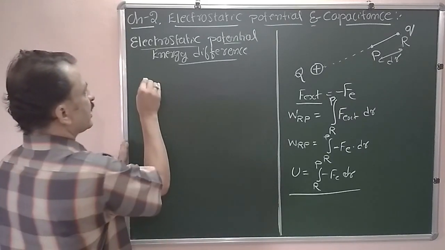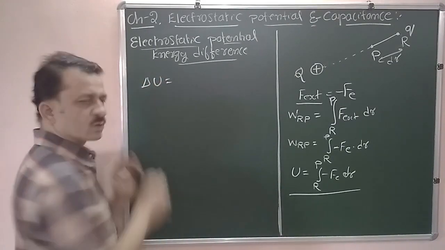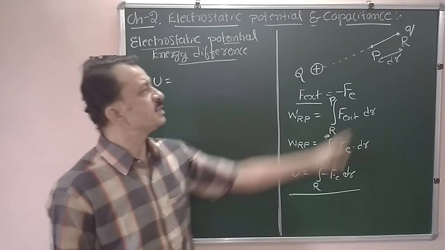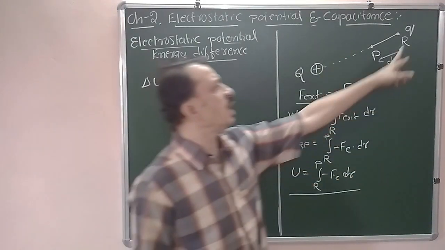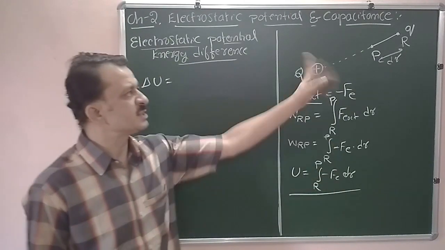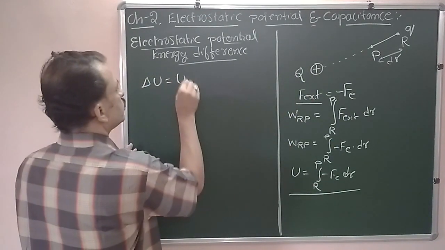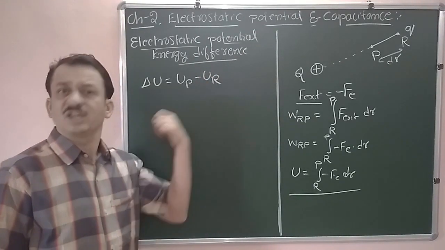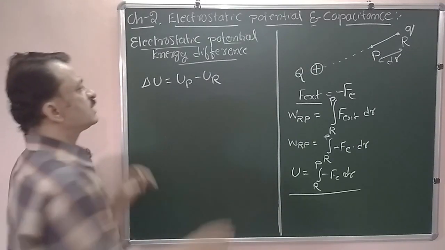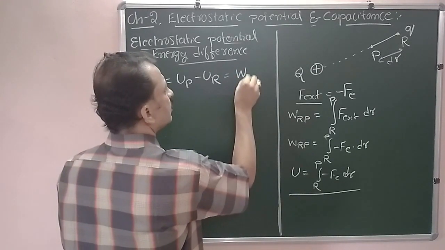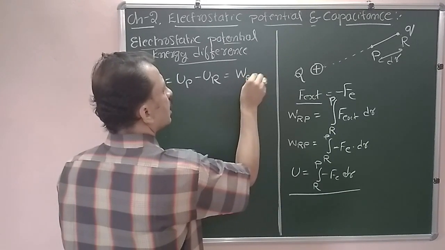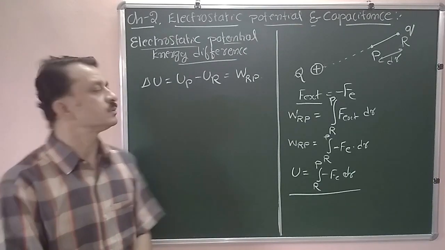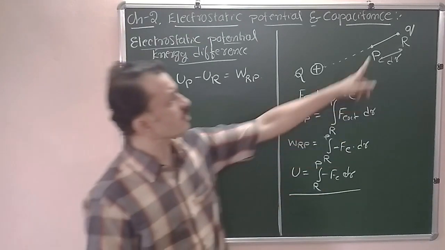So therefore, we can write the potential energy difference delta U is equal to, if UP represents the potential energy at the final point P and UR represents the potential energy at the initial point R, then UP minus UR is called the potential energy difference, and this should be equal to the work done in moving the charge from R to P. So that is the definition of electrostatic potential energy difference. Now we are bringing the charge from R to P.